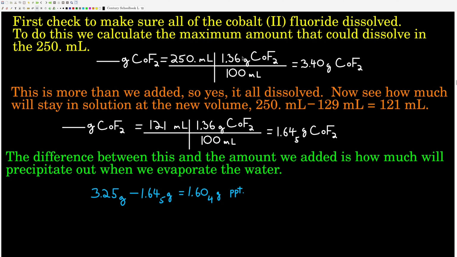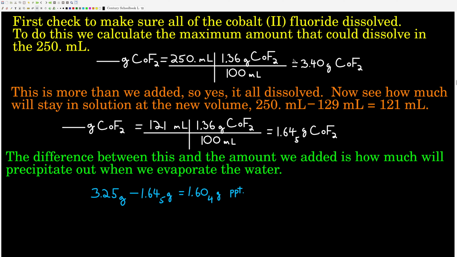So first let's check and make sure all the initial cobalt-2 fluoride will dissolve. And so all we're doing here, guys, is dimensional analysis. So we want to know how many grams of cobalt-2 fluoride is equal to 250 mils of solution. And the conversion factor is the solubility, 1.36 grams per 100 mils. And it ends up, we can dissolve 3.40 grams of cobalt-2 fluoride in 250 mils of water at 20 Celsius. We only put 3.25 grams in, so yes, it should all dissolve.